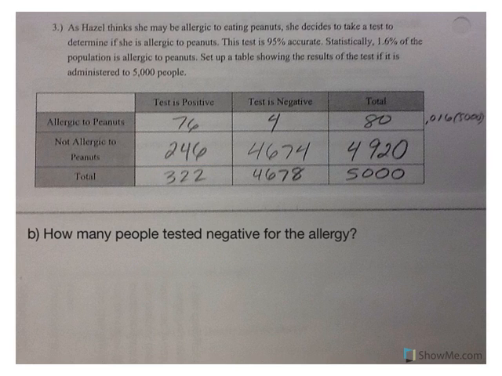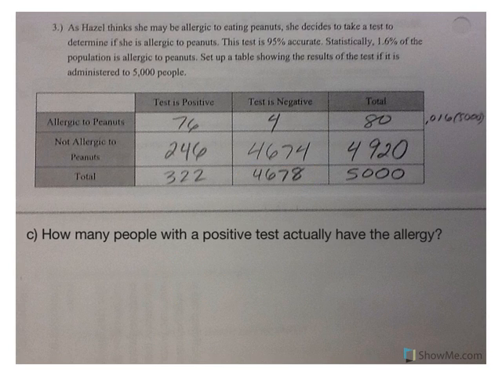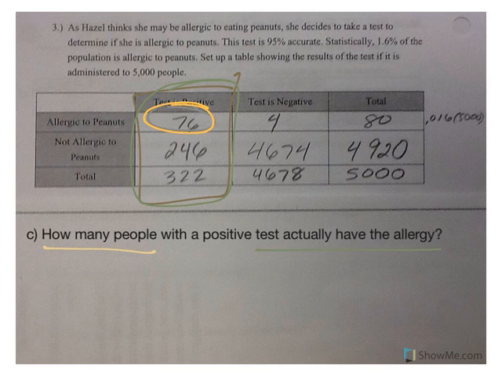Total people that tested positive. How many people tested negative? 4,678. Just how many people? Just a basic question. How many people with a positive test actually have the allergy? This is just a number, but it's a positive test, so we're focusing here. So test is positive. How many actually have the allergy? Well, that's this top number. Because they tested positive, but they actually have it, so the answer is just 76, right?